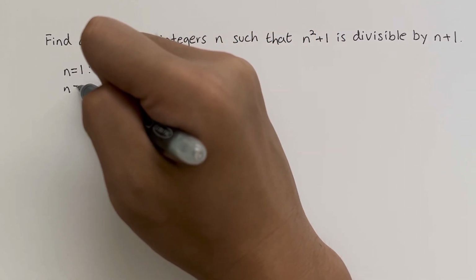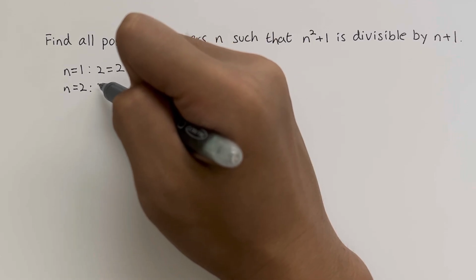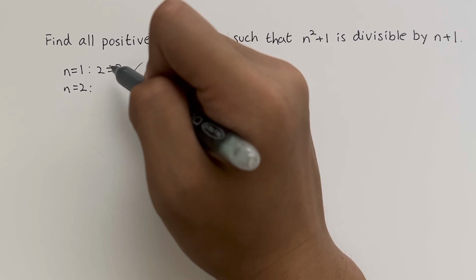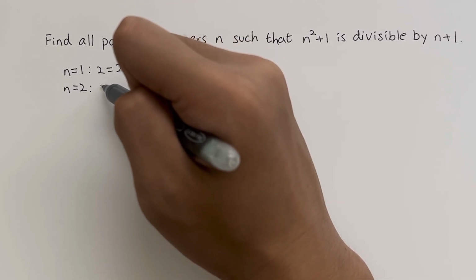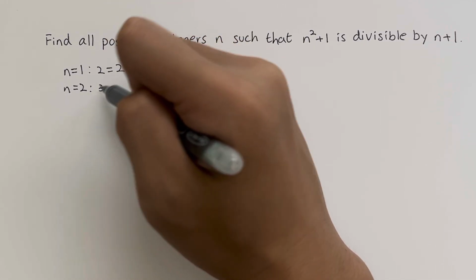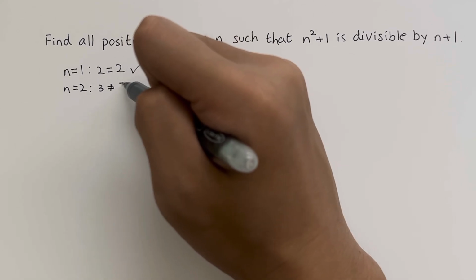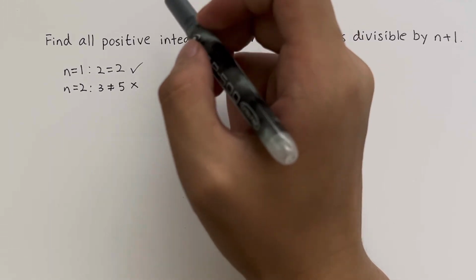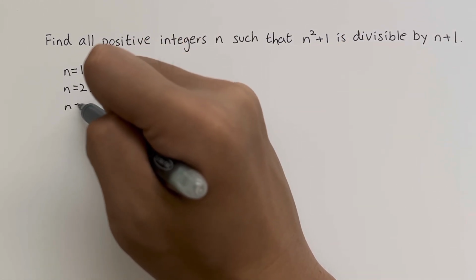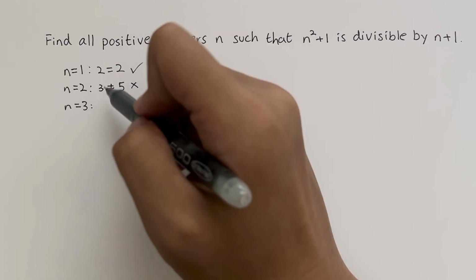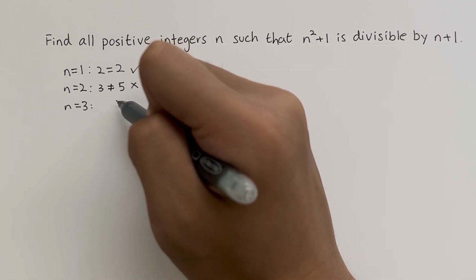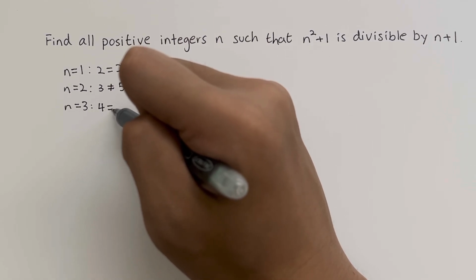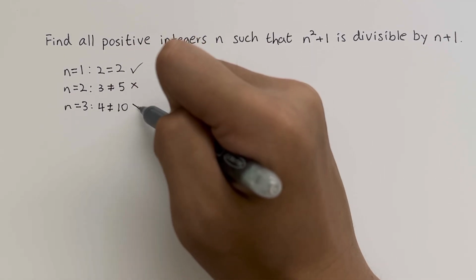If we test n equals 2, then n plus 1 equals 3. N squared plus 1 equals 2 squared plus 1 equals 5. And we all know that 3 does not divide 5. So this doesn't work. Then n equals 3, we'll have n plus 1 equals 4, n squared plus 1 equals 3 squared plus 1 equals 10. And 4 does not divide 10. So this doesn't work either.